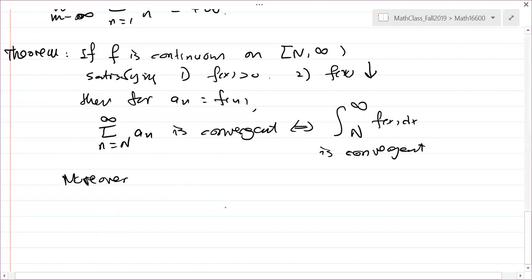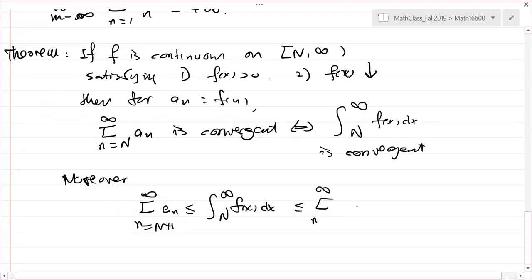We can have the following inequality. This integral is greater than or equal to the sum of a_n from capital N, and less than or equal to the sum of a_n from capital N to infinity. So this last inequality really tells you the equivalence of the two convergences. You can see that if this is finite, then this is convergent. If this is convergent, that implies this. That is fine, so that's why.